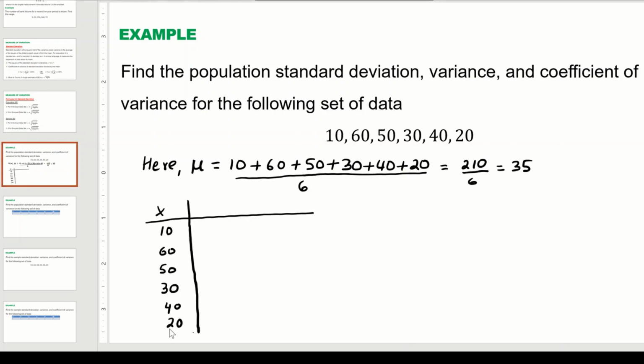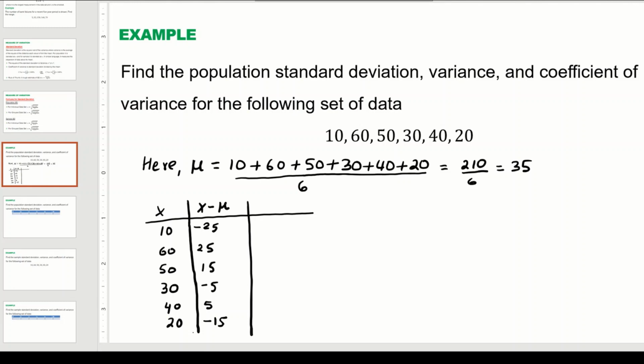Okay, this is the x value. Now in the next column, we are going to find x minus mean. That is 10 minus 35, which is negative 25. Then 60 minus 35, that is 25. Next is 50 minus 35, which is 15. And we'll continue and complete this table.